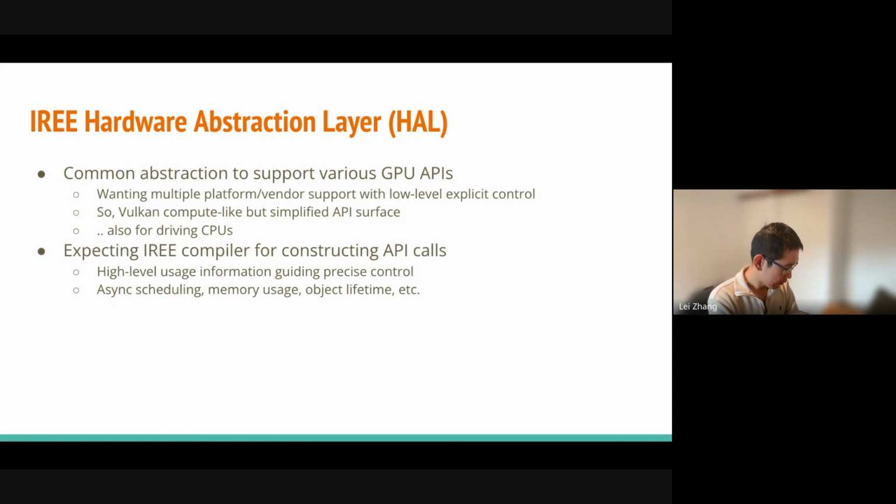And then this whole structure expects the IREE compiler for constructing the API calls, because it is so explicit, so low level. You can do it manually, you can call the IREE HAL C API, but typically it's tricky and wobbly to get everything in a nice way. We have the stack use compilers to distill high-level information, so we are able to do very good async scheduling, fine control of memory usage, and control of object lifetime.